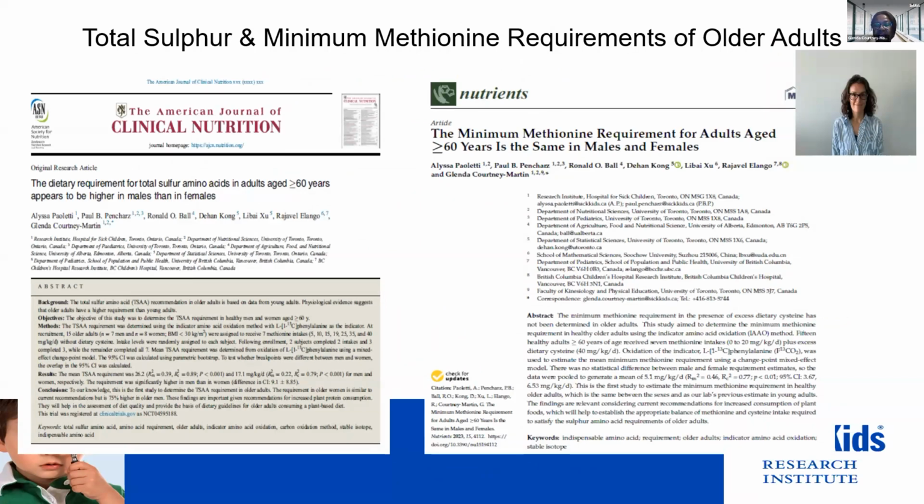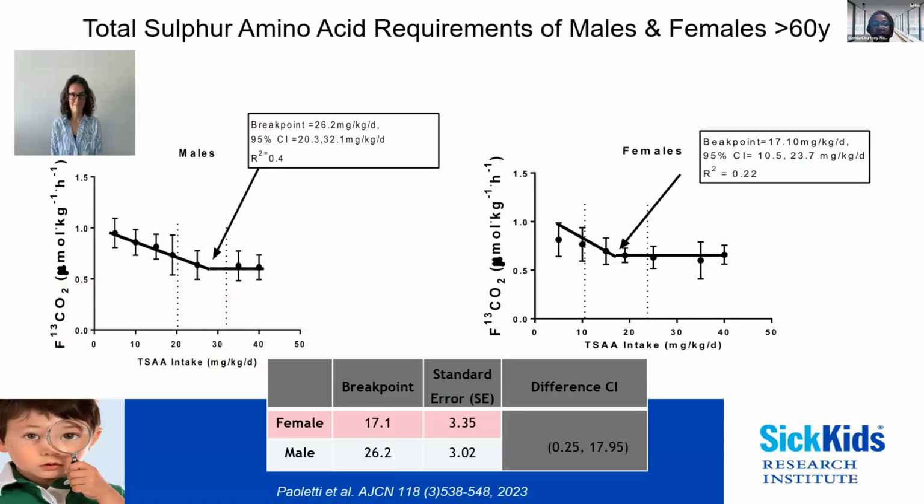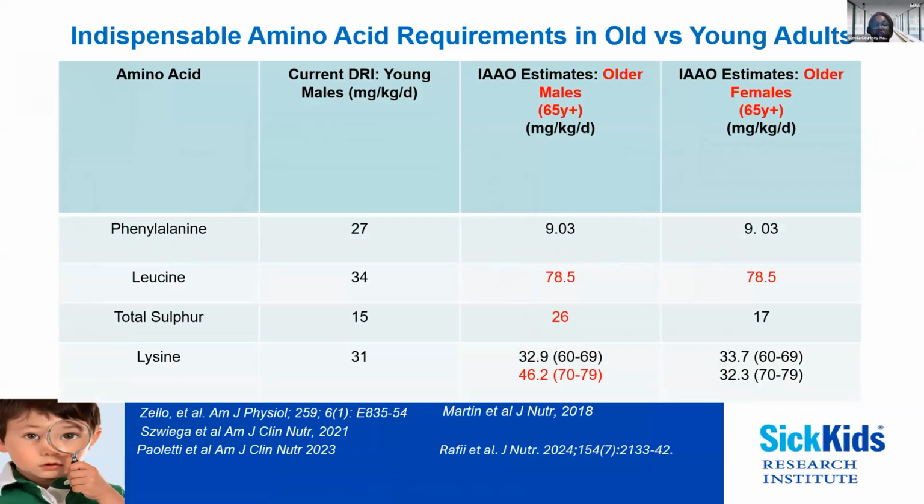And what we found again was that the sulfur amino acid requirement in older males is almost twice that of the current recommendation, and it's about 20% higher for older females. We also looked at the lysine requirement, and lysine is another amino acid that has been studied quite a bit.